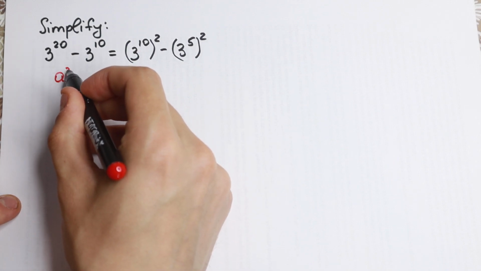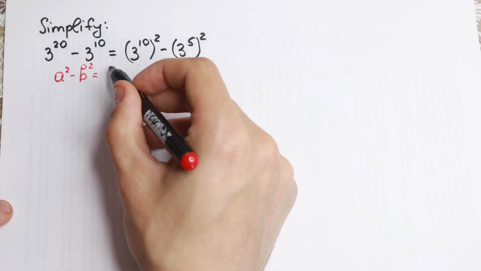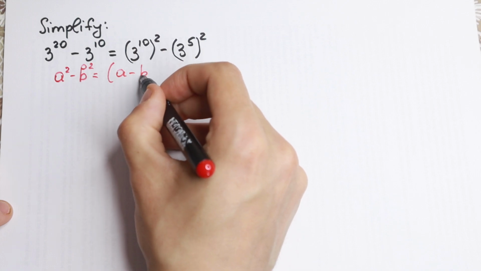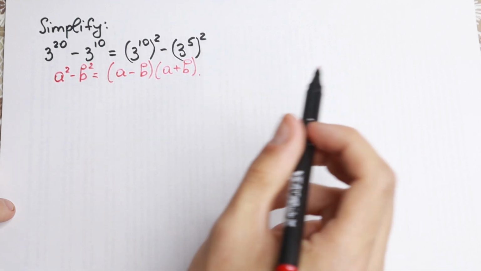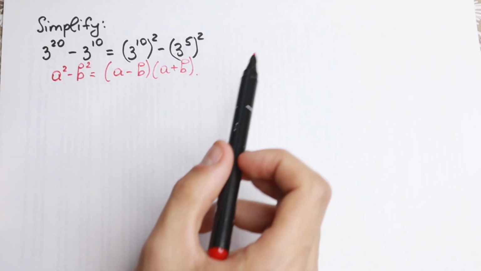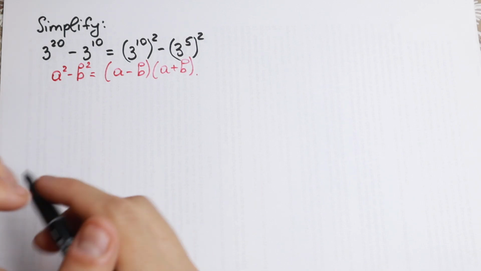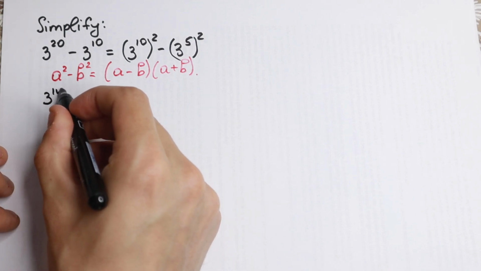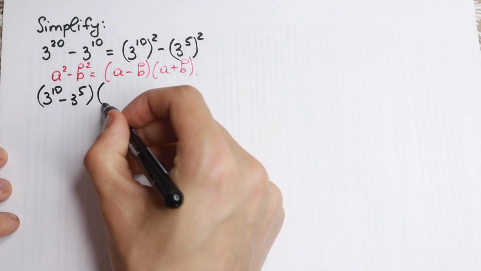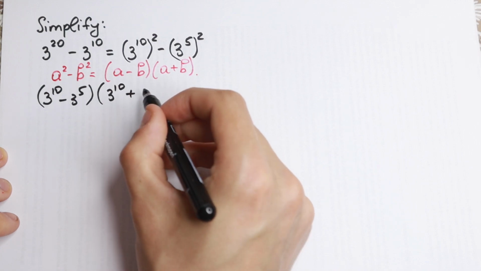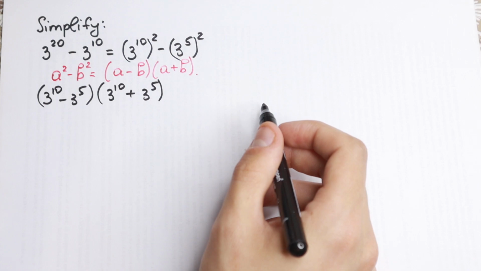If we know the formula a squared minus b squared, it's really good because we can write it as a minus b times a plus b. So let's use this formula right here. We have two elements, a and b, we have squares, so we can easily use this formula. What will we have as a result? We will have 3 to the 10th power minus 3 to the 5th power, and right here 3 to the 10th power plus 3 to the 5th power. So I hope you understand this step.